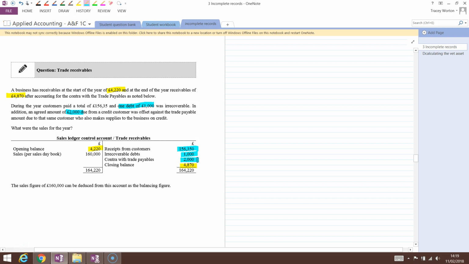So now if we total up both sides of the account, on the credit side we've got 164,220, force the debit side to equal, and then we find that the missing sales figure is 160,000 in this particular instance.